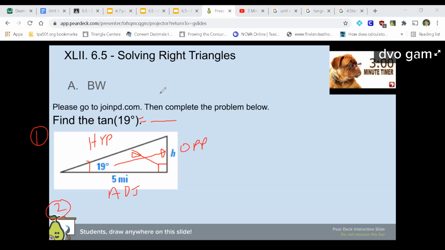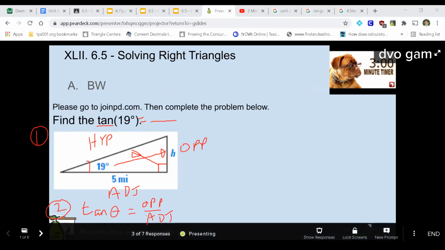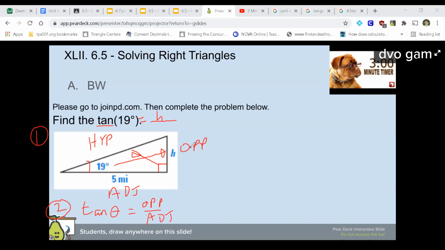Step number 2, you have to use your formula. So the formula you should have here in your notes is that the tangent of any angle is opposite over adjacent. So if we plug in our values, the opposite side is h, and the adjacent side is 5. So the tangent of 19 degrees is h over 5.